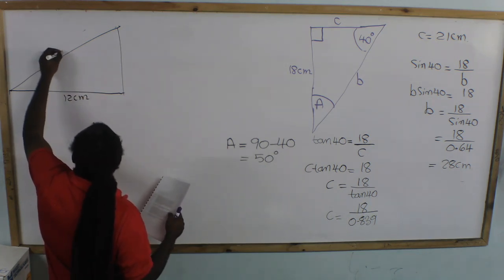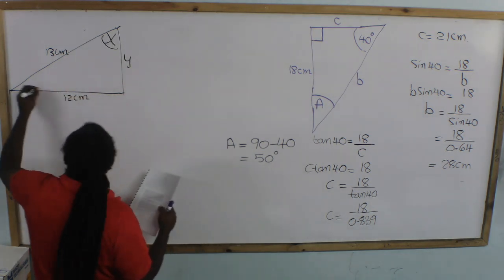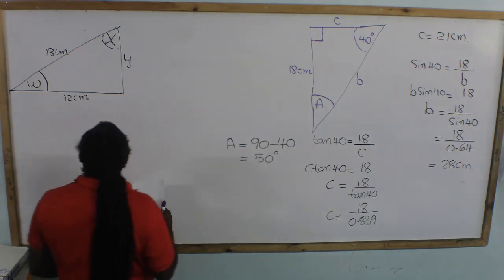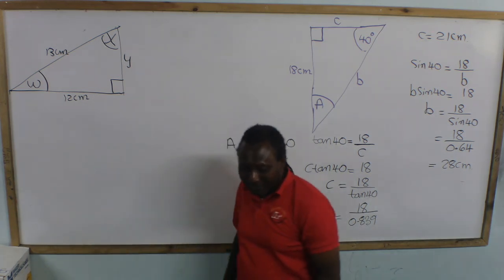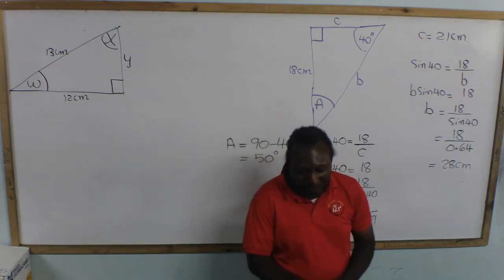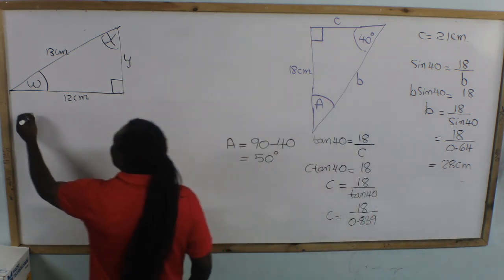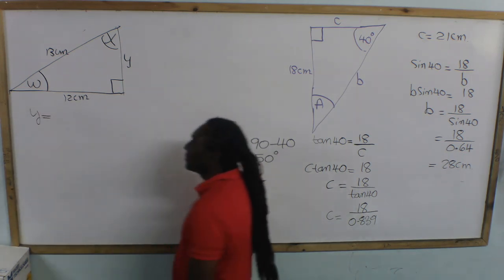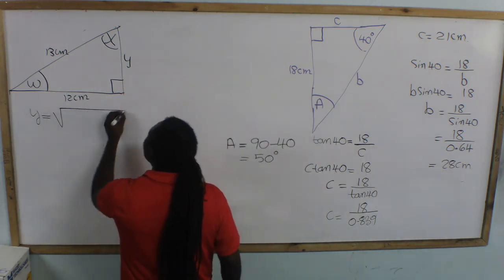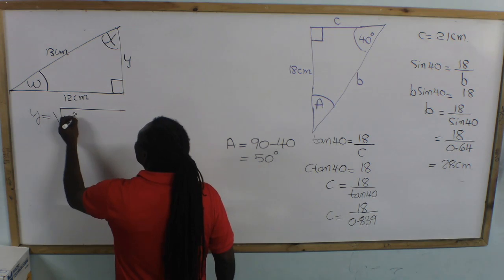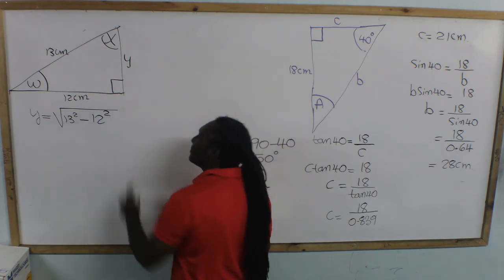12 centimeters, 13 centimeters, y, x, w, and your right angle. Come on, students, and what are you going to find first? y. What is y equal to? The square root of 13 squared minus 12 squared.